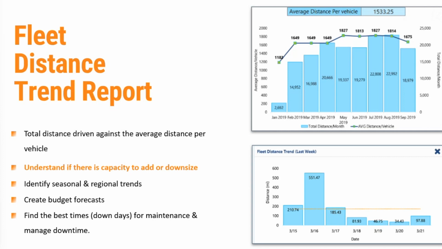Some other ways to use the fleet distance trend report are to identify seasonal and regional trends. Now, this goes back to identifying, like I was saying, your peak period, whether it's on a daily basis, a weekly basis, monthly basis, or seasonal basis. All right. It can also assist fleet managers to create budget forecasts, find the best time to schedule vehicle maintenance and manage your downtime effectively. Now, you can also use this report to trend your activity to identify any changes or spikes in your distance being driven.